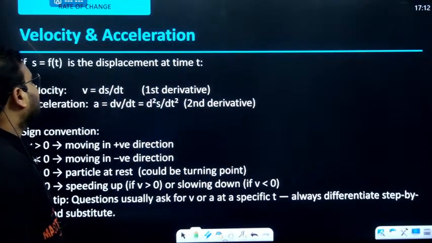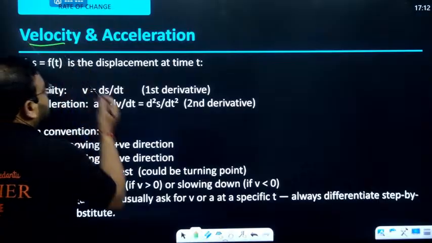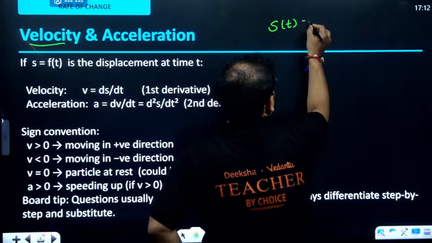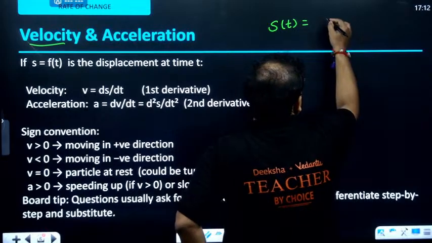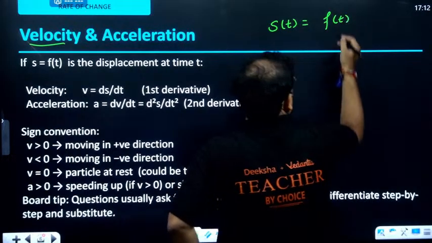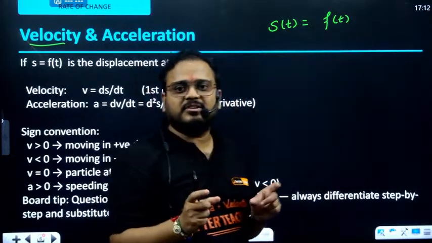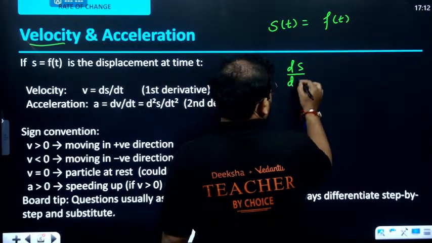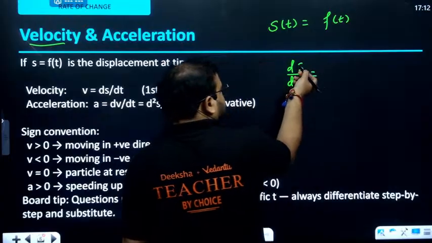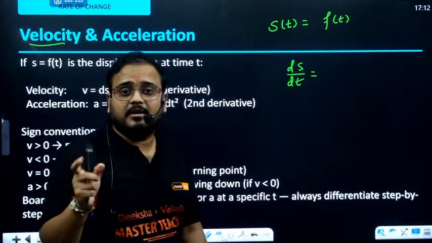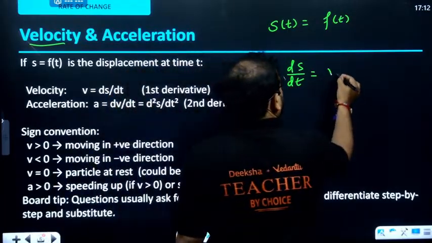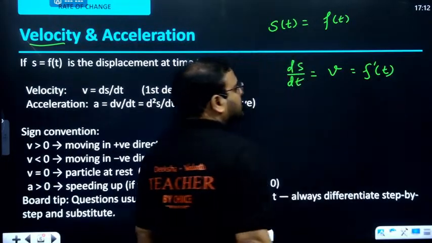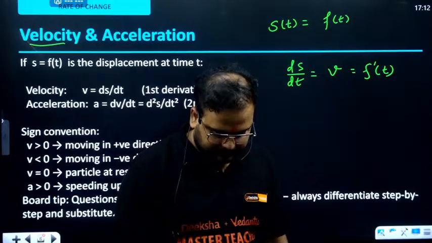Next, velocity and acceleration. So we just saw right now, if I have a displacement function, let's say I have written s of t as something, let's say s is f of t. Then if I differentiate s with time, I'll be having the change of displacement with time. This is called velocity. We write this as the first derivative of the function, f dash of t.